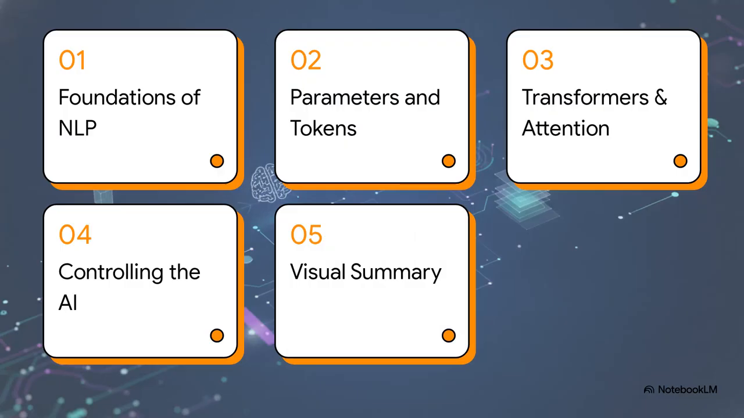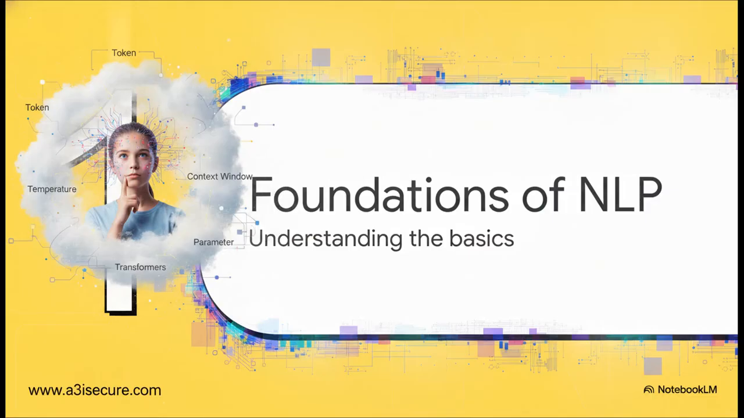Okay, let's take a quick look at our roadmap. We're kicking things off with the foundations of NLP, then moving into parameters and tokens. After that, we'll hit transformers and attention, followed by how to actually control the AI, and we'll wrap the whole thing up with a visual summary of all these concepts. All right, let's dive right into Section 1, the foundations of NLP.